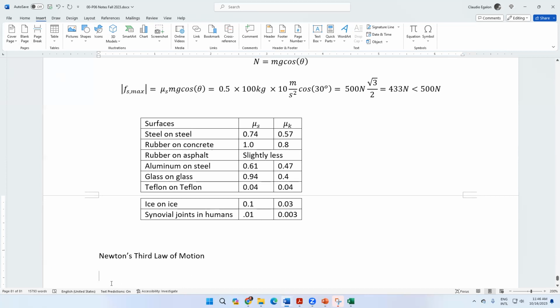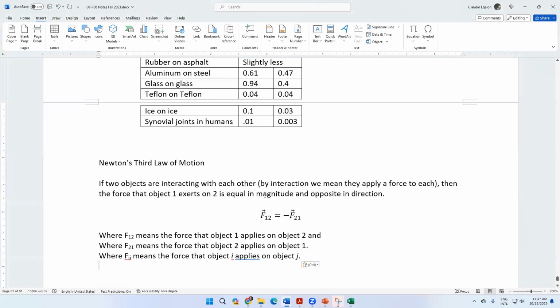Okay, Newton's third law of motion is the following. If two objects are interacting with one another, and by interaction I mean one object applies a force to the other, they apply a force on each other, right? That's what I mean by interaction. Interaction means a force. Then the force that object one exerts on two is equal in magnitude and opposite in direction. This is a very important law, folks.